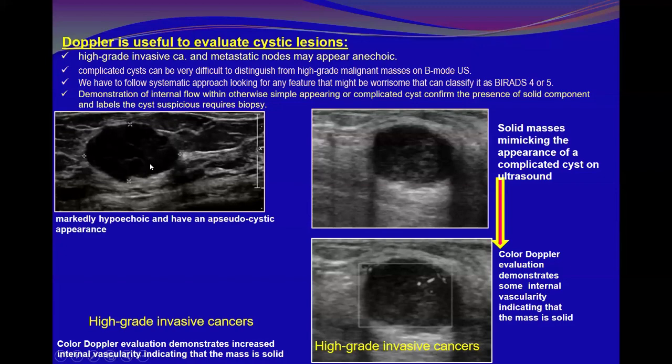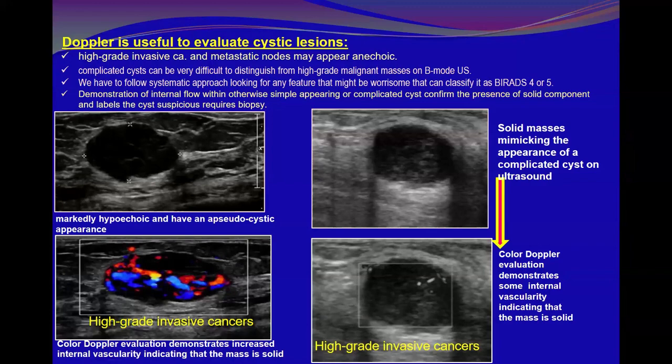While in this example here, it seemed to be anechoic. But what about the wall, the margins? Considering the margins per se, we have to grade it as a suspicious mass for biopsy. This is supported by color Doppler. And can you see how it is hypervascular?